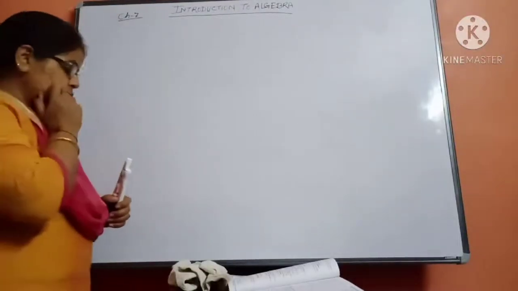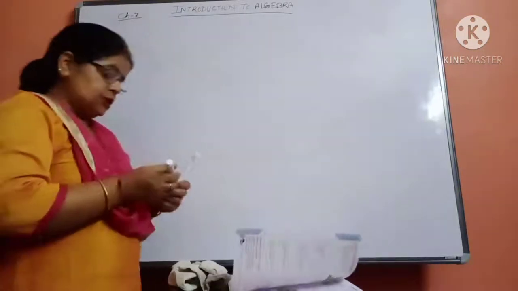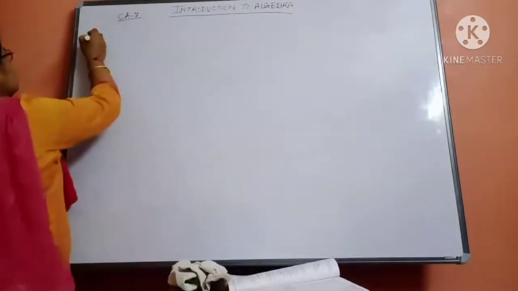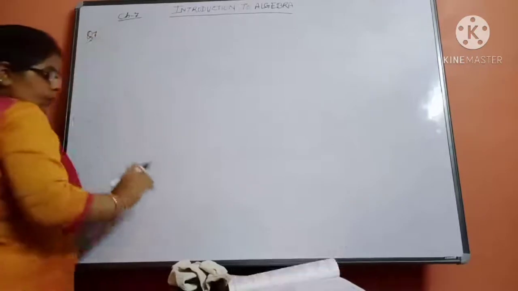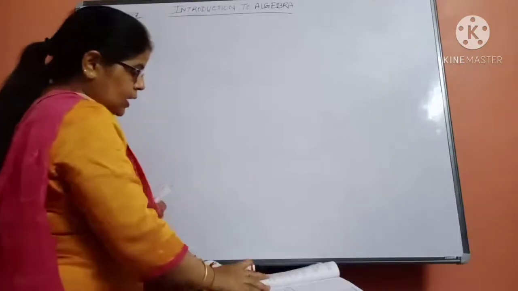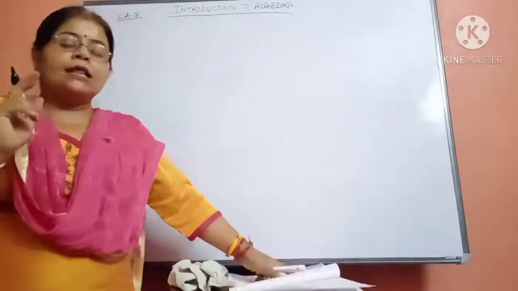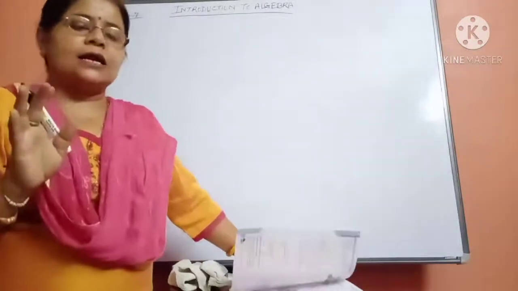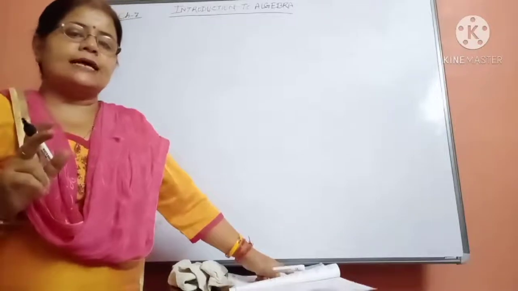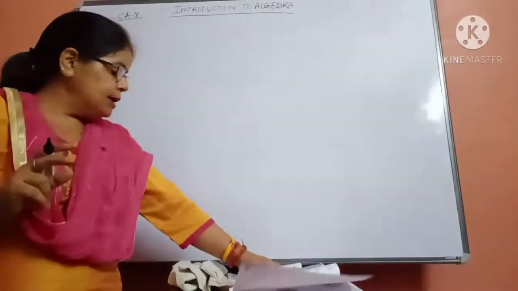Beta, the next question is question number 7. Each side of a regular decagon measures a centimeter. Regular means the figure in which all the sides are equal. Deca means 10 sides. Find the perimeter of the decagon.